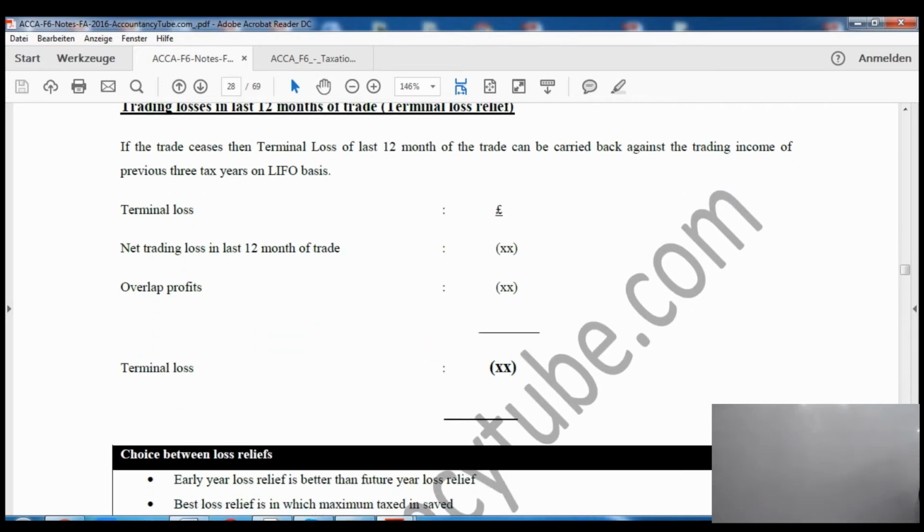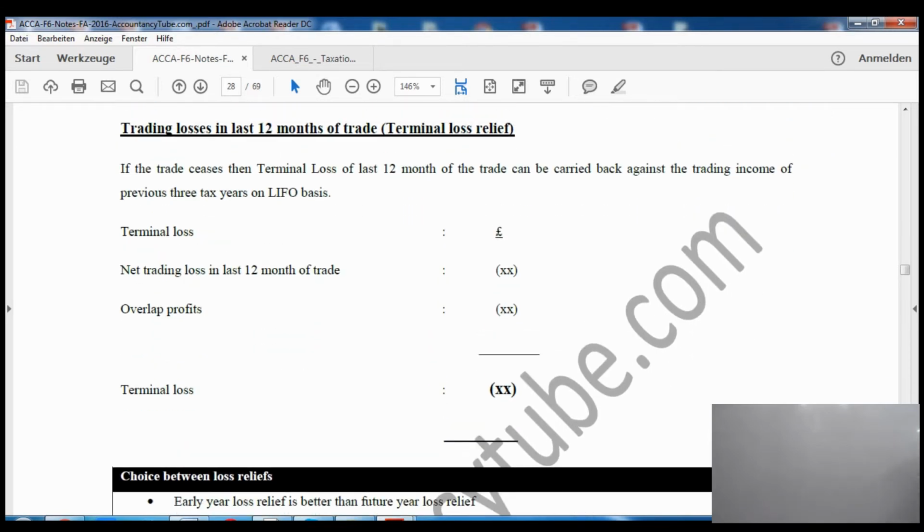Now, just exactly opposite to that, is called terminal loss. Now, what is terminal loss? Terminal loss is the loss of the last 12 months of the trade. Now, when you are trading, if you have incurred any loss in the last 12 months of your trade, that loss is called terminal loss. Right? Now, what is the terminal loss? Loss of the last 12 months of the trade.